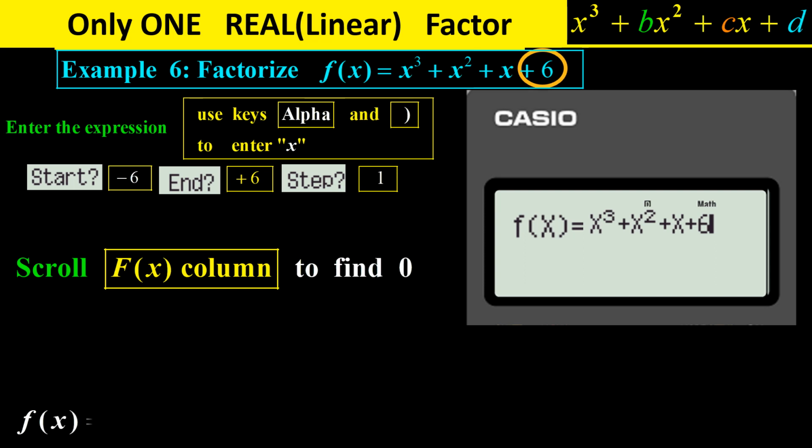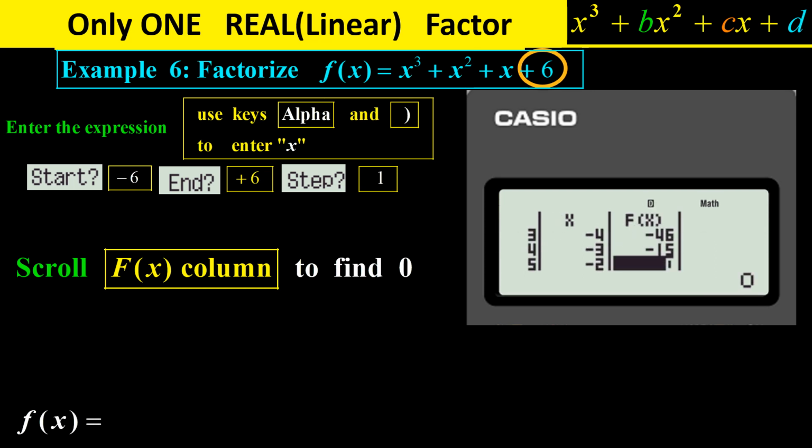And if I scroll down, I would find I get f(-2) is equal to 0. That means x plus 2 is a factor. And I scroll down and scroll down, and I don't find any others. Right? So the only one I have found at this stage is this 1, x plus 2.